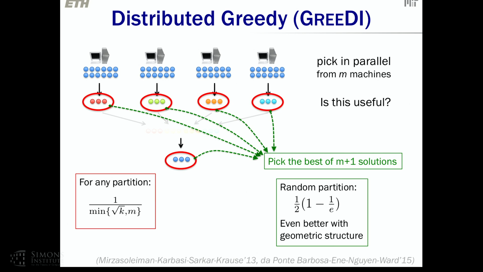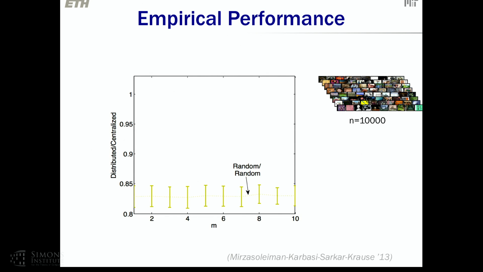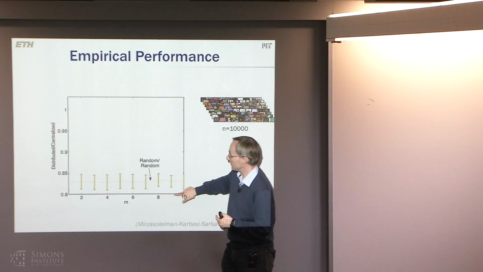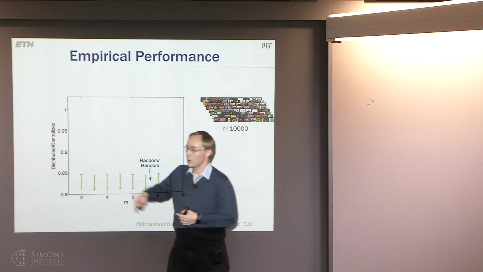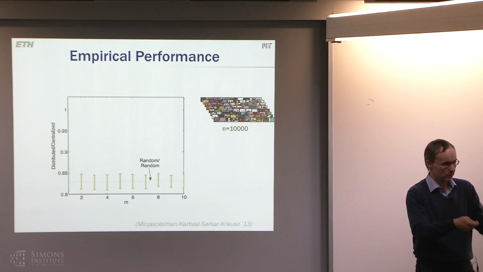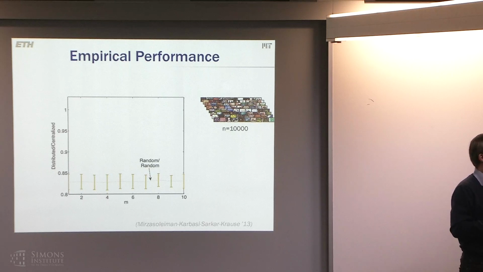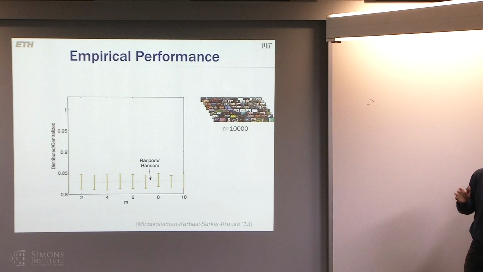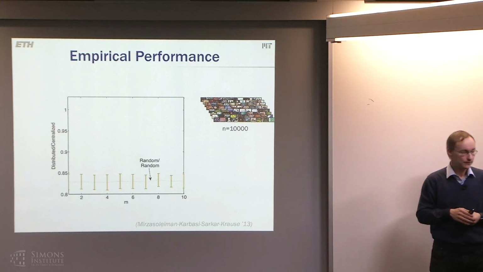Turns out one can get even better results if the objective function has some specific structure. Okay, and so here's just some empirical results about this algorithm. The x-axis here is the degree of parallelism, so how many machines to use, and the y-axis essentially compares this distributed algorithm against the centralized greedy algorithm on a small enough instance where you can actually run the centralized greedy algorithm. The specifics of the application don't matter too much here. That's a data summarization application.